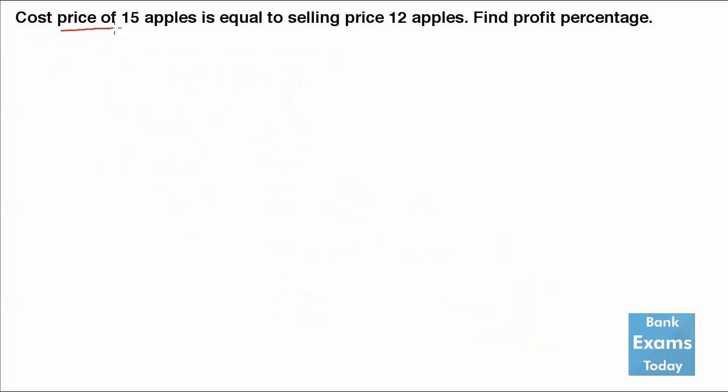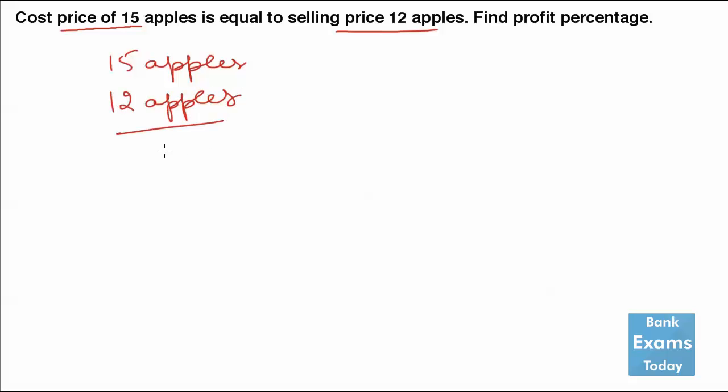Cost price of 15 apples is equal to selling price of 12 apples. Find the profit percentage. To understand this question, let a person have 15 apples. He bought 15 apples for some money, and then he sold 12 apples out of it, and he recovered all the money that he invested in buying 15 apples. So after selling 12 apples, he recovered all the money. Still he is left with 3 apples. So what is left with him is his profit. 3 apples is his profit.